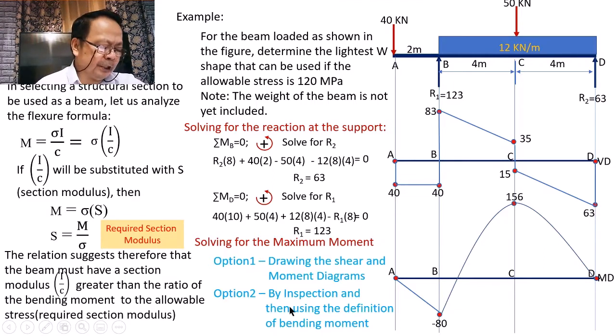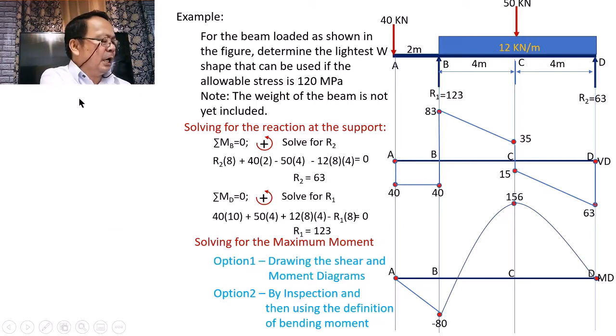Yung second option na sinasabi ko, we can define for the location of the maximum bending moment by inspection. And then we use the definition of the bending moment. So, we need to understand kasi dapat naiintindihan natin yung mga underlying concept in the relationship between the load, the shear, and the moment diagram. Ano ba isa sa mga underlying concept mayroon na na-discover nyo na? Sana na-discover nyo na yun. At ito yung sinasabi ko sa inyong underlying concept. Ito, I will show you here.